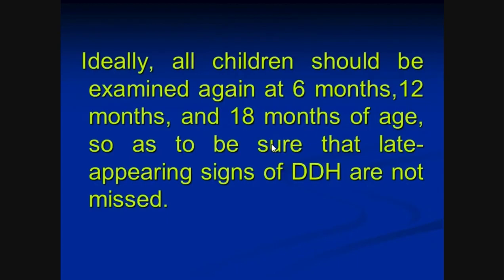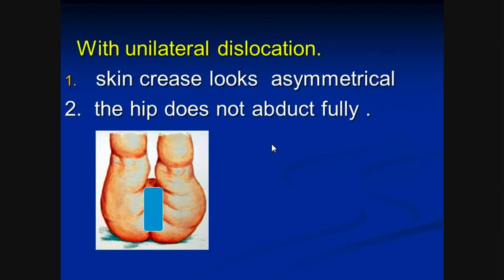Late features. Ideally all children should be examined again after 6 months, 12 months and 18 months of age to be sure that the late appearance of the DDH is not missed. If the child is above 6 months, we can easily notice that the skin crease is asymmetrical. And also, the hip does not fully abduct.